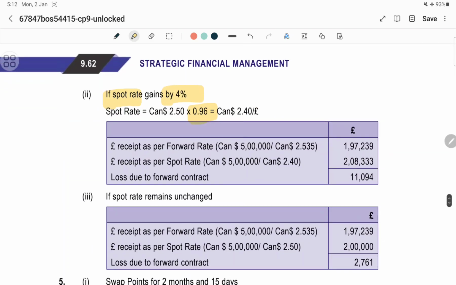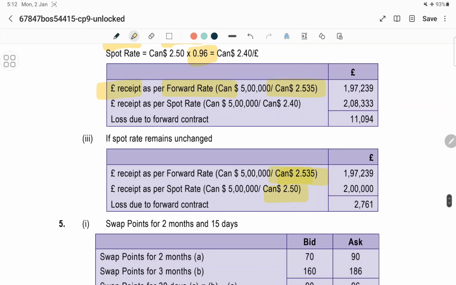Okay, hence they've again, see, pound receipt as per the forward rate. Forward rate, if you see, is fixed because this is the theoretical rate which we are comparing with the final rate, that is spot after 6 months. Okay, and if it remains unchanged, then the spot 2.5 is the same, that is spot after 6 months, here 2.5. Gain or loss is what you calculate, correct?